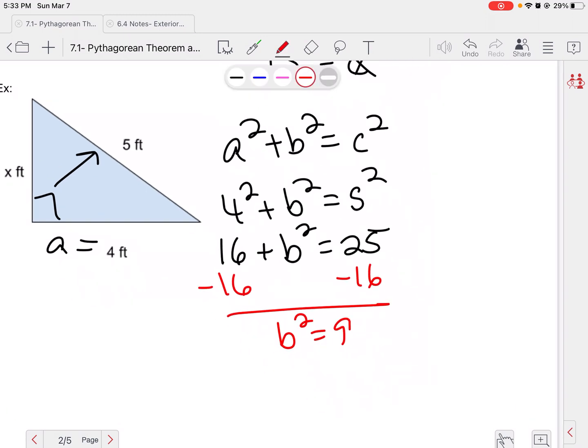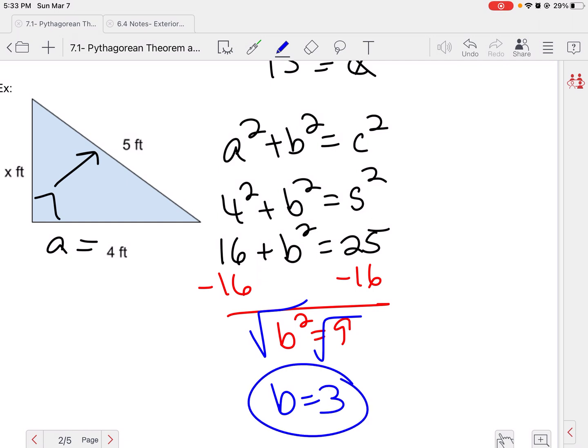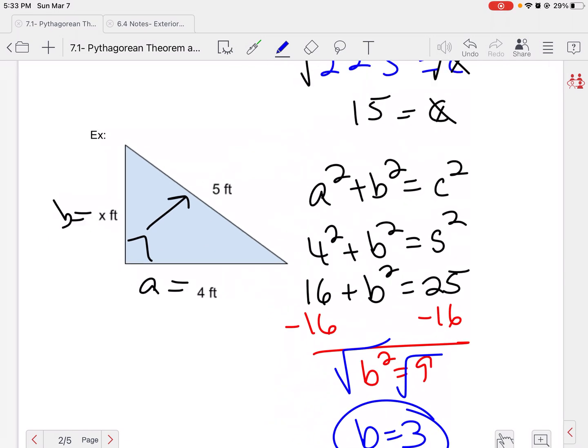Now again, we want to solve for b by square rooting both sides, so we're going to get b equals 3. Okay? Or x equals 3, whatever you want to call it. Doesn't matter in this case.